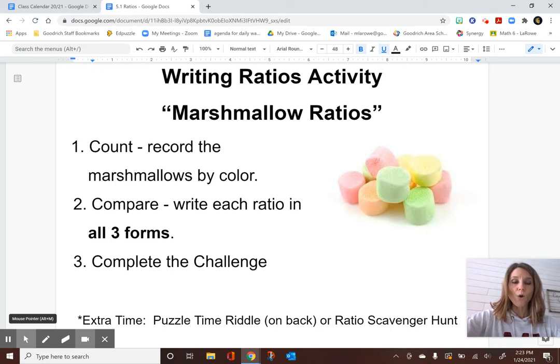If you're working from home, I will have some marshmallows waiting for you when you do return to try this activity out. Otherwise, we're going to work on it in class together. Happy counting!